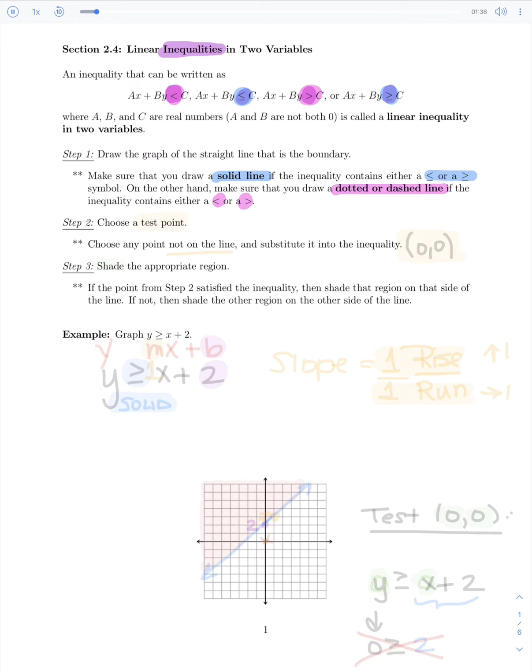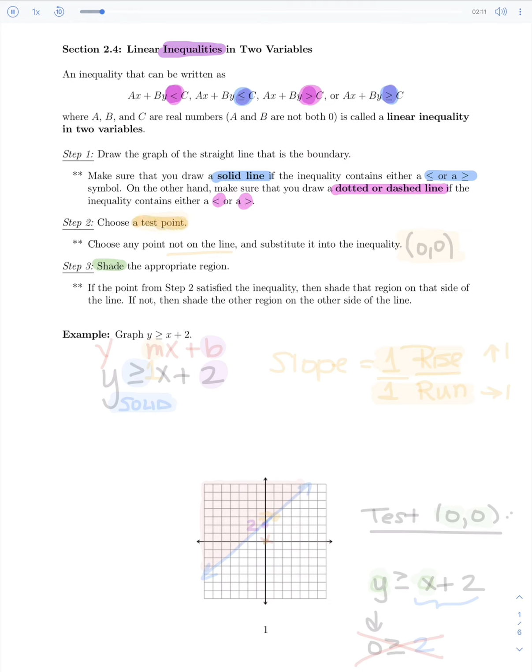Now, that's not the only difference. When we have these inequalities, besides doing solid and dashed or dotted lines, we also have to shade one side of the line or the other. So that's the second part, is to shade the line. Now, how do you know which side to shade? You cannot just go with one side of the graph or the other based on which way it's pointing. You have to actually test something.